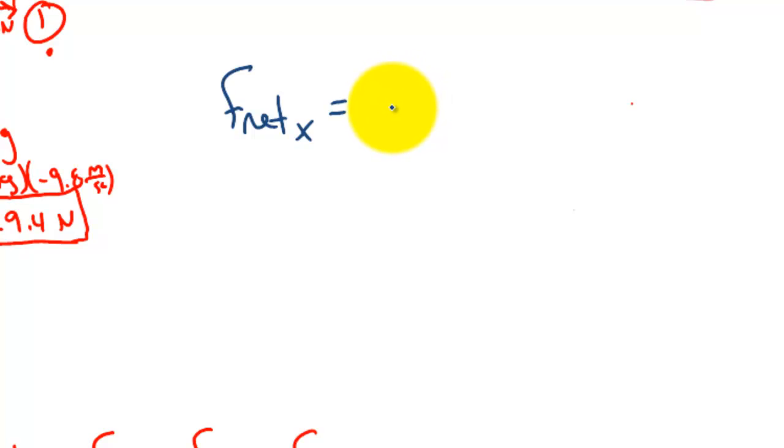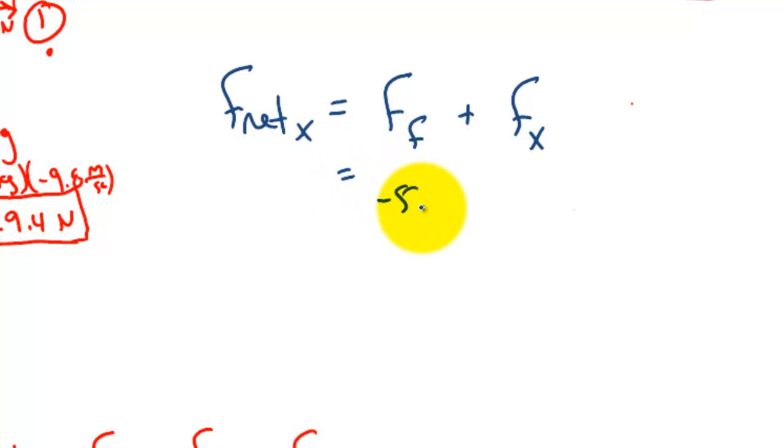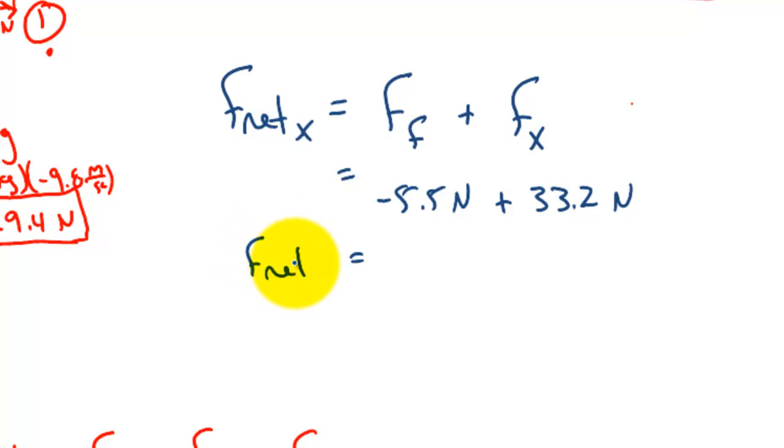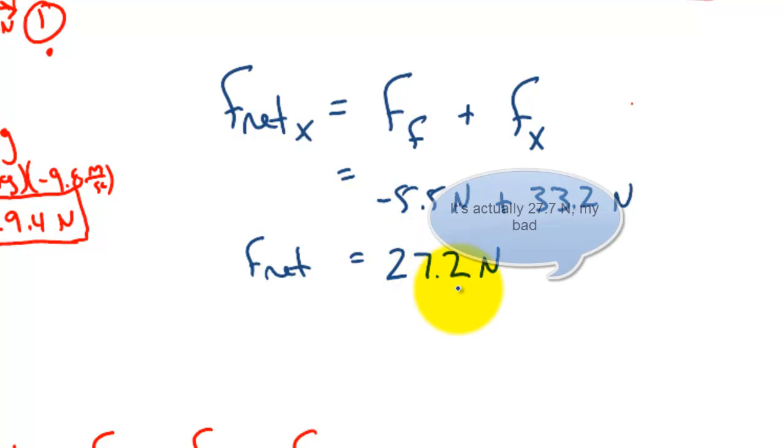So the F net, or the net force in the horizontal or x direction, is going to be the sum of all forces in the x direction. And right now, in the x direction, we have the force of friction, and we also have the force applied in the x direction. And that was this over here. And if we start adding them up, the force of friction is going to be negative 5.5 newtons. And the force applied in the x direction is 33.2 newtons. And when we solve for this, we find out that the net force is going to be equal to 27.2 newtons. So now we've solved for the net force.